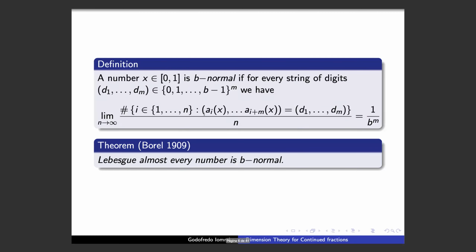A classical result is that Lebesgue almost every number is normal, in particular in base B. The fact that this result is a corollary of Birkhoff's ergodic theorem was pointed out, at least in 1945, by Riesz. Maybe it was pointed out earlier, I don't know, but at least since then. So Lebesgue almost every number is normal.